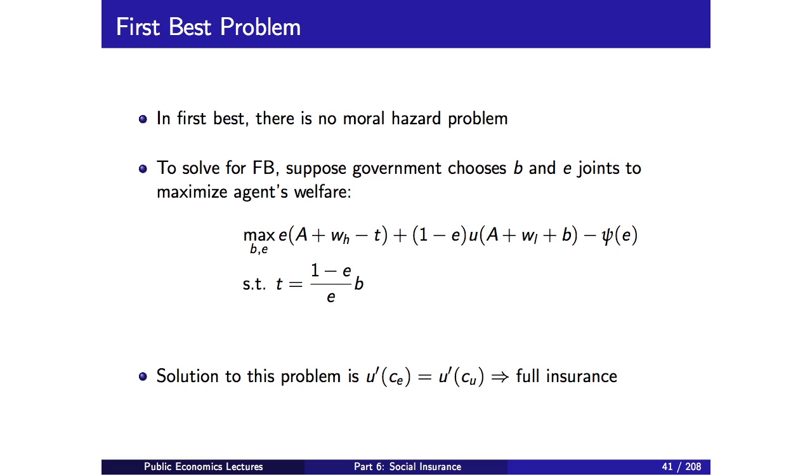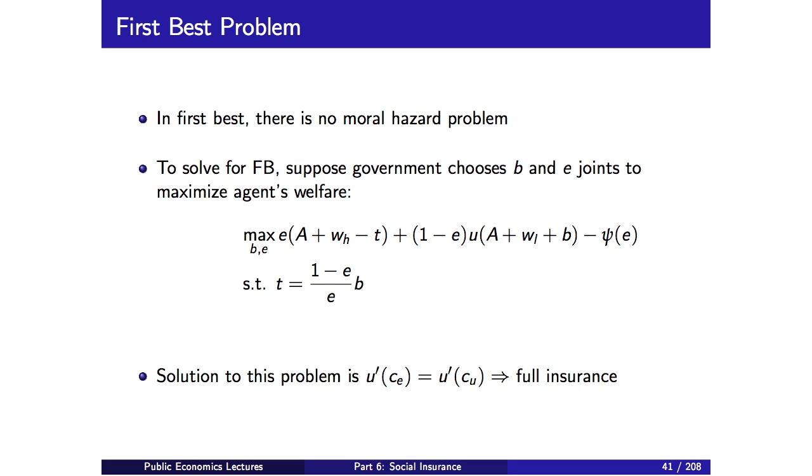And so when the government does this, let's consider the case where the government's choosing B and e jointly to maximize the agent's welfare. And so you're picking B and e to maximize that expected utility function that we had on the previous slide, subject to this balanced budget requirement. And if you just work out the algebra, you'll see that the solution requires having the marginal utility of consumption in the two states equated.